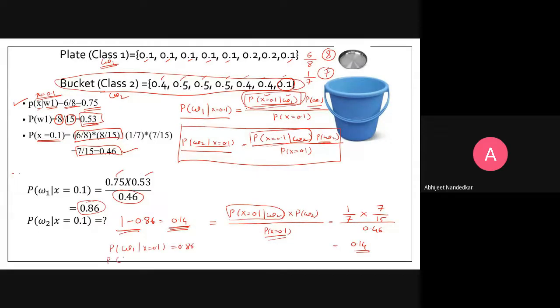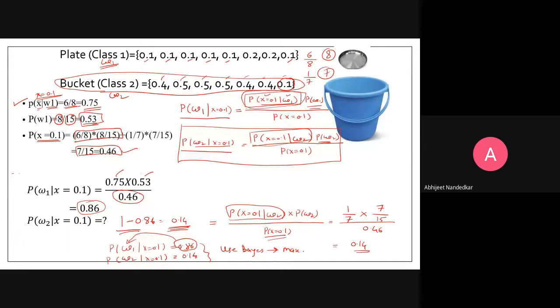Probability that given object is omega 2, that is 0.14. So use Bayes and take a decision based on max. So I will go with the max probability, that is 0.86. Then my decision is omega 1.